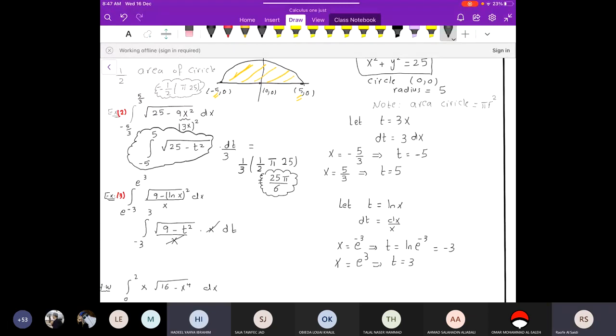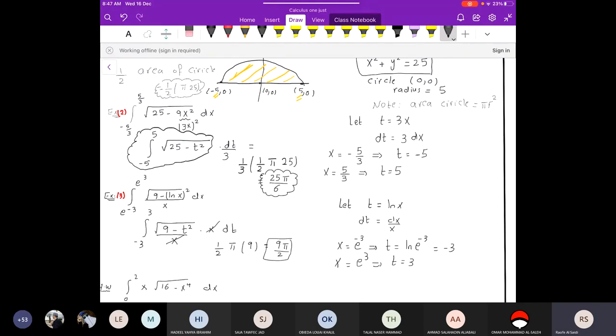It becomes a semicircle. It is the area of the circle. What is the radius of this circle? 3, good. So the answer is 1/2 times pi times 9, so this is equivalent to 9 pi over 2.